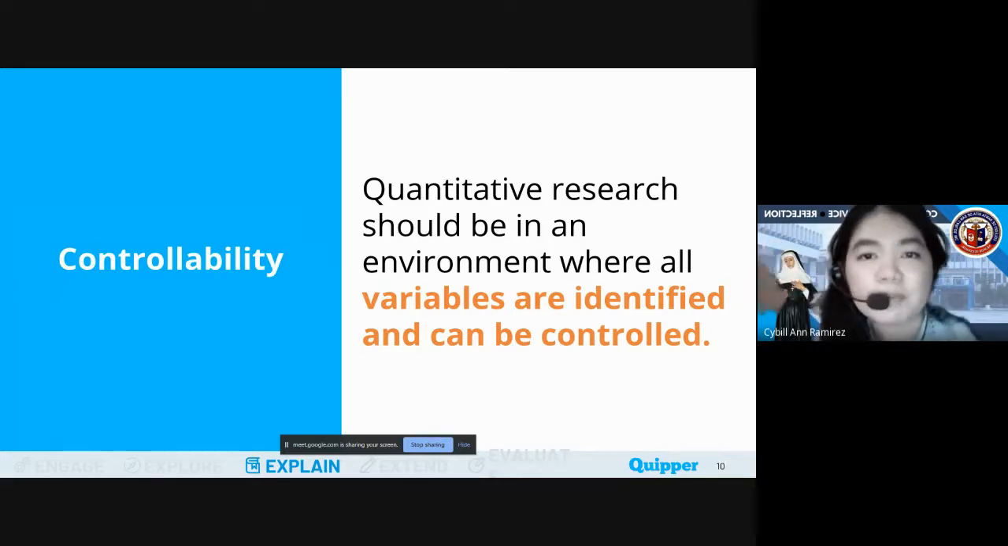Where does controllability relate to all of that?